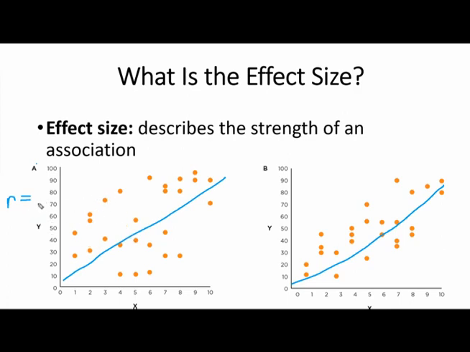So in this case, maybe we're seeing a 0.2. And then in this case, the data points are clustered much more closely to our line. So maybe our R is 0.7. I'm just pulling these numbers out of nowhere. But given these scores, we could decide that this is a small to medium effect size, whereas this one would be a large effect size.